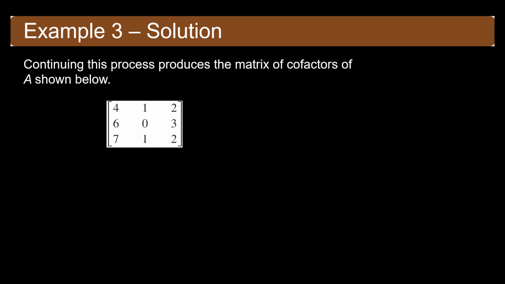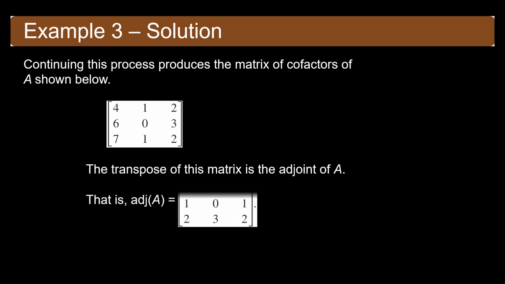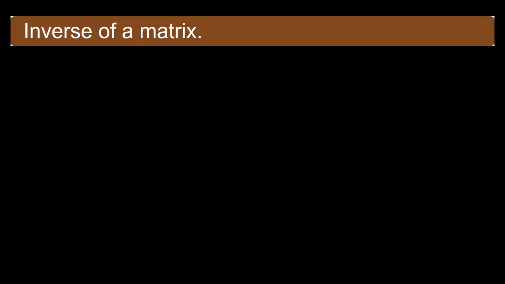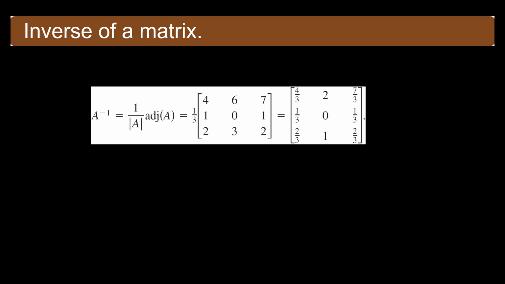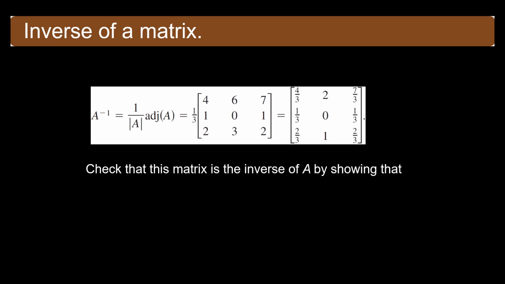I have to take the transpose of this to get the adjoint. When I take the transpose, the rows become columns and columns become rows, and that is my adjoint of the matrix. When I divide that adjoint by the determinant of the matrix, which I already got as 3, the final result will be the inverse of the matrix.